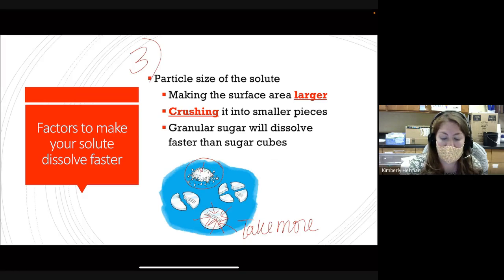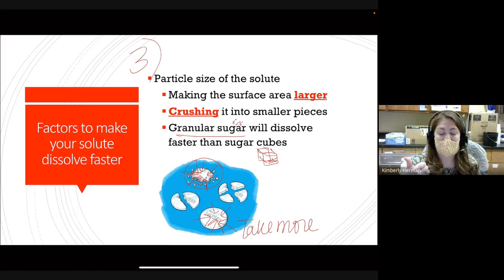If it's a powder, our solvent can hit more of it at once, which is very similar to the same reasoning of our temperature. So we would see that granular sugar would dissolve faster than sugar cubes, because if we look at the cube, it would have to touch each of the sides and then keep dissolving the outside going inside. So those are the three factors to make something dissolve faster.